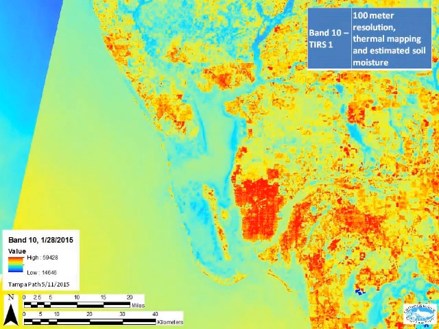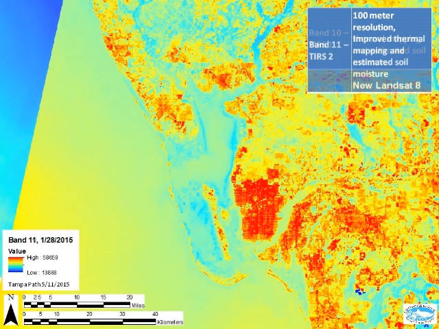You have band 10, which is a thermal band, and then you have another thermal band, and this one is new for Landsat. They're doing a lot of climate change assessments and thermal assessments using these bands. And you can see how hot the urbanized areas are, and that's one use of this band.